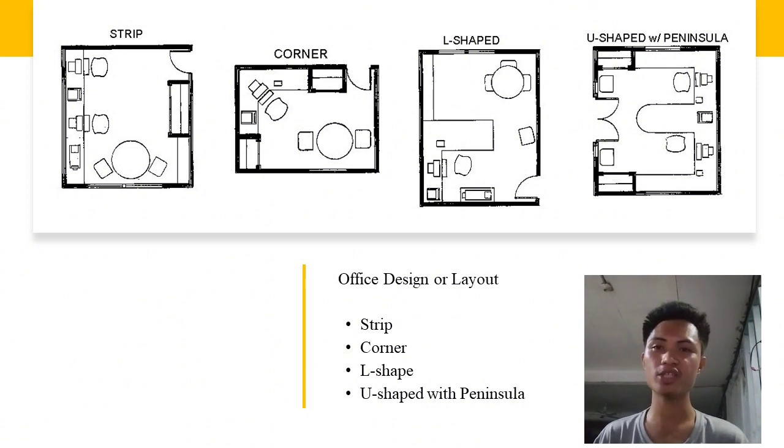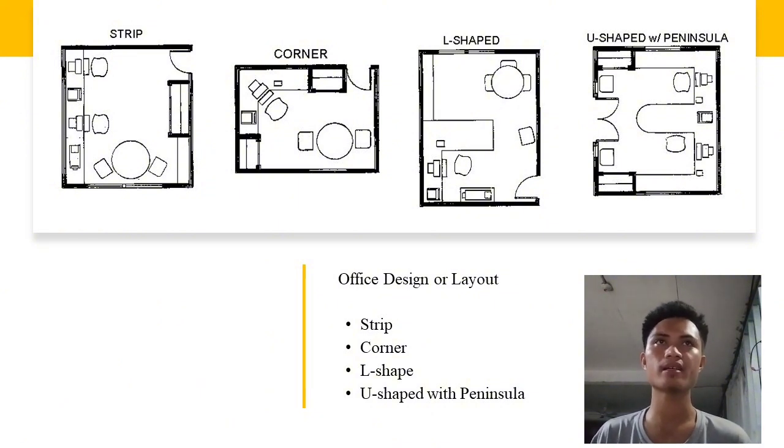Next, we have the L-shaped layout. The L-shaped layout consists of two perpendicular rows of workstations or desks, forming an L shape. This layout is versatile and can make efficient use of both open and corner spaces. It allows for a degree of separation between teams or departments.